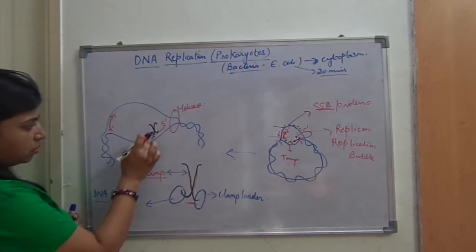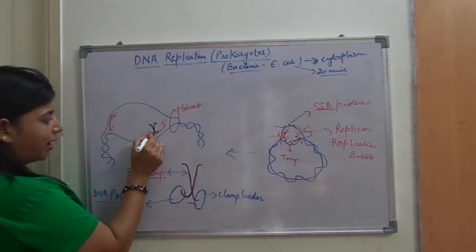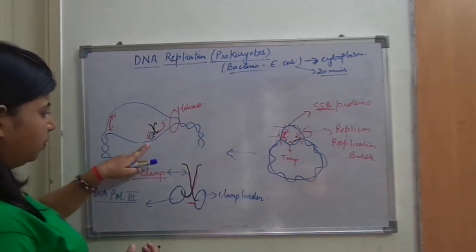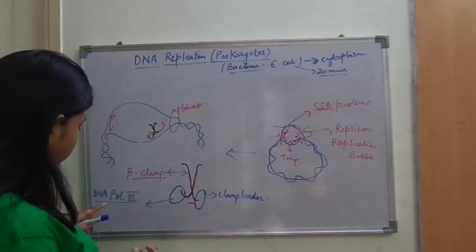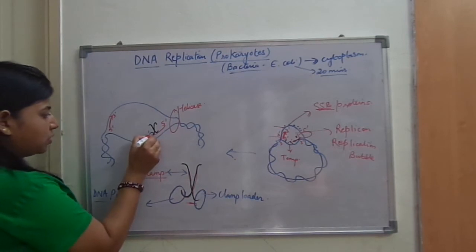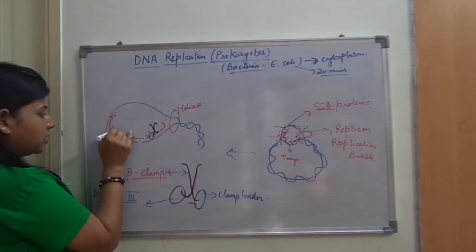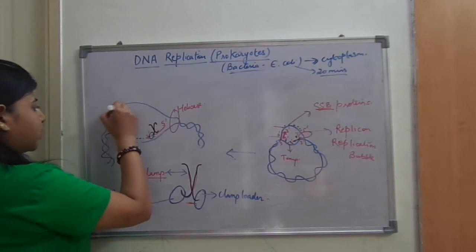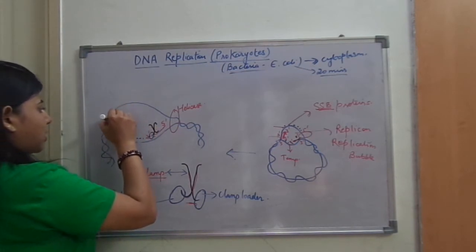So what is the function of DNA polymerase 3? It is to polymerize the DNA, to add new nucleotides to this strand, and these nucleotides will be complementary to this strand, right? So DNA polymerase will start attaching DNA in this direction, right? And similarly over here also the same thing happens.